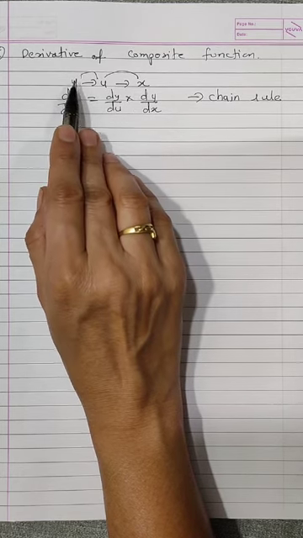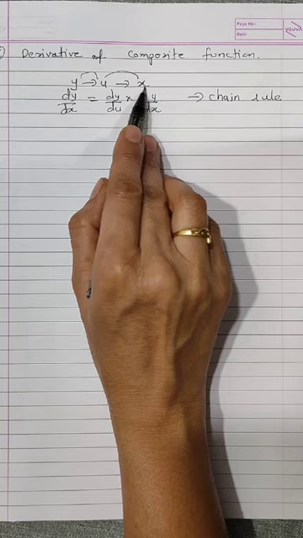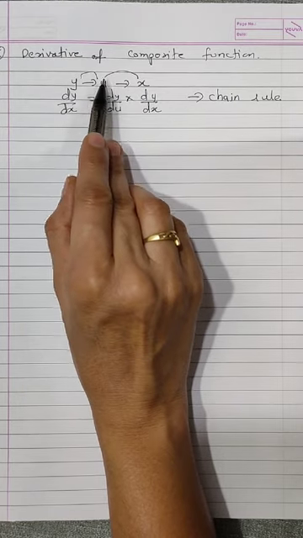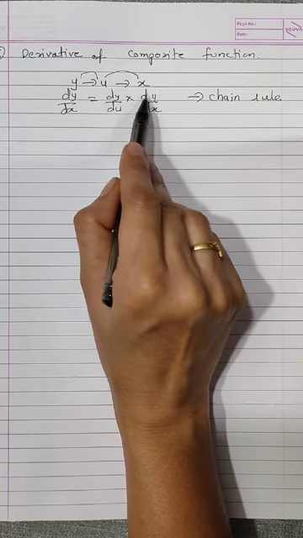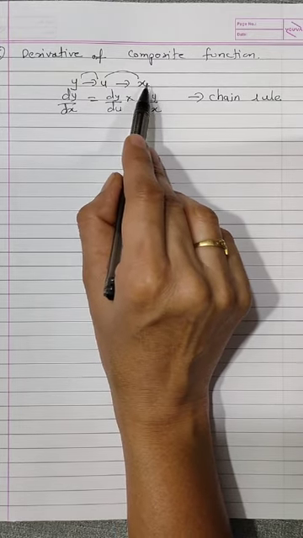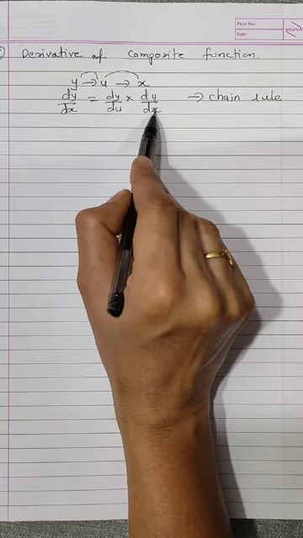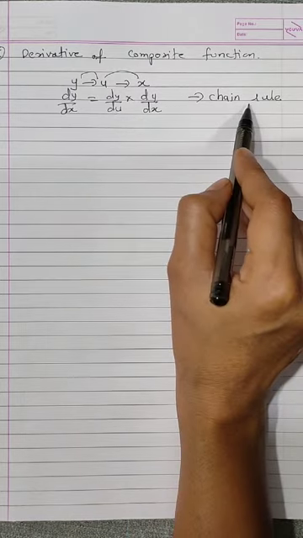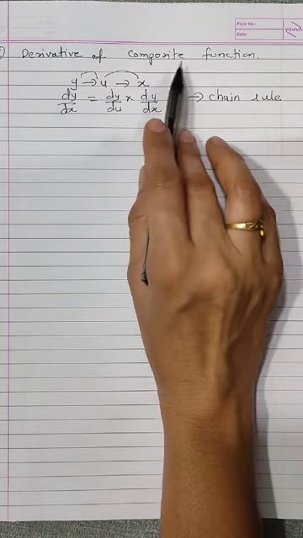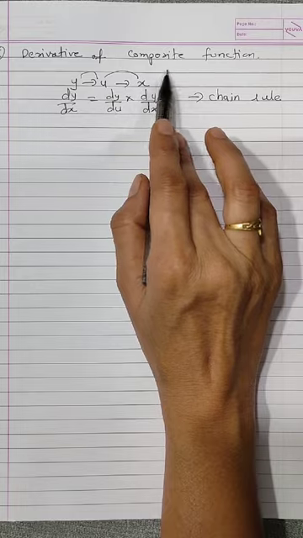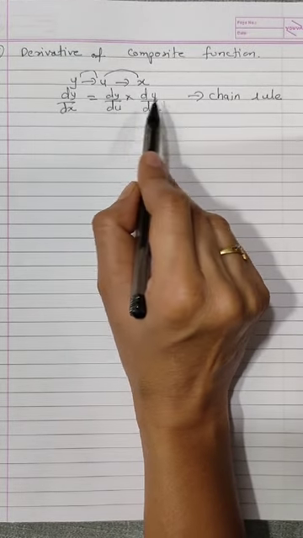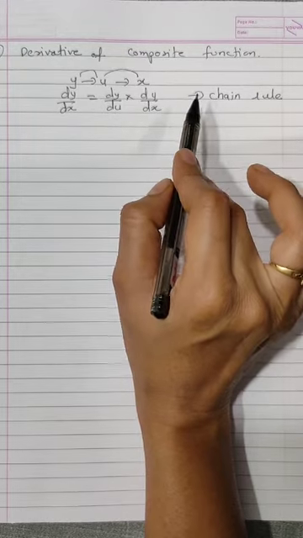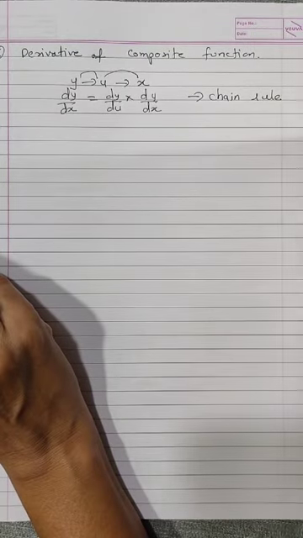y is a function of u, u is a function of x. So directly derivative of y with respect to x will be first of all derivative of y with respect to u, that is dy by du, into derivative of u with respect to x, du by dx, and this is called chain rule. Derivative of composite function, function of function, is dy by dx equal to dy by du into du by dx. This is called chain rule.